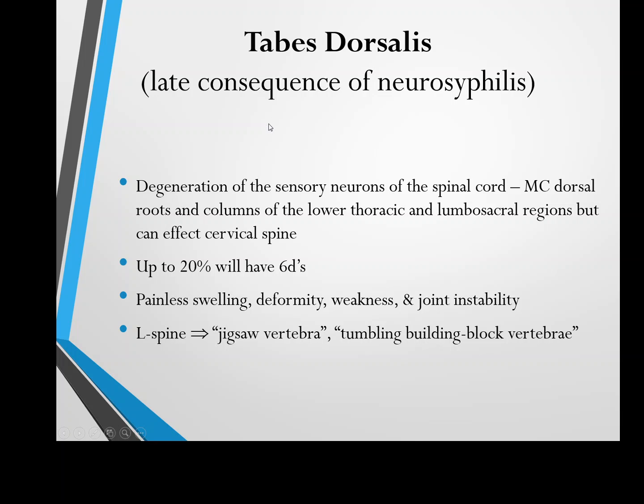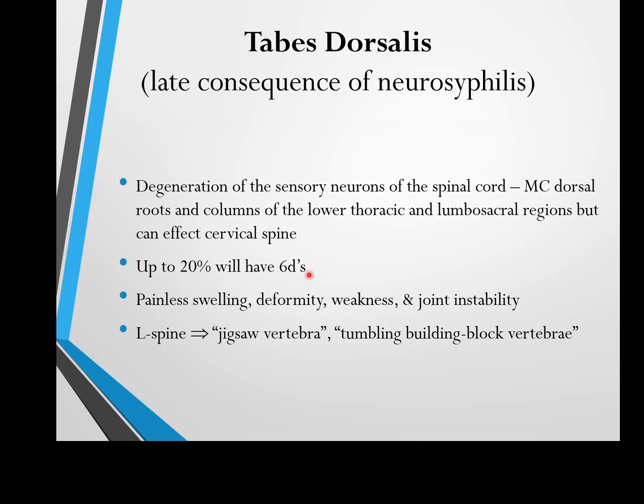So, tabes dorsalis is a late consequence of neurosyphilis. It is degeneration of the sensory neurons of the spinal cord, most common in the dorsal roots and dorsal columns of the lower thoracic and the lumbosacral regions, but it can also affect the cervical spine.